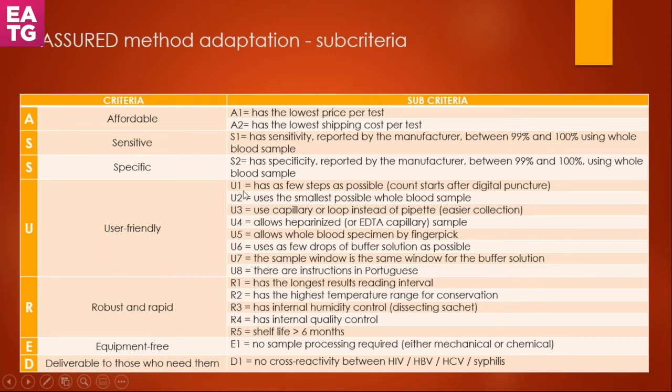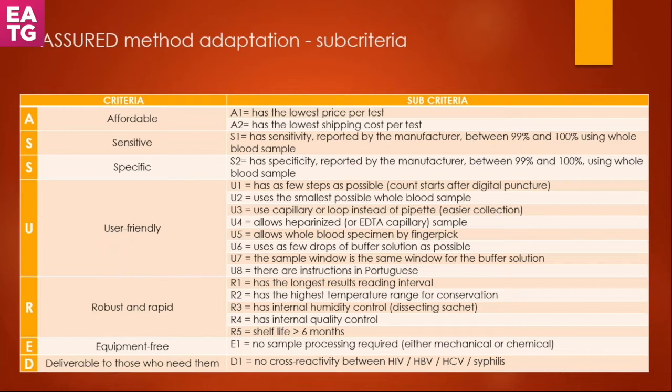The first one is having as few steps as possible, and we count that after the digital puncture. So the fewer steps, the easier to use. The second criteria is the smallest possible whole blood sample. So in the integrated testing, we could do up to 4 tests. So the smallest possible whole blood sample is an important thing, because 4 tests means a lot of blood. So we prioritize tests that use less whole blood.